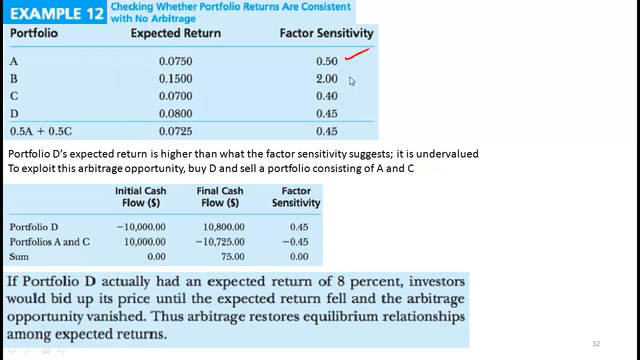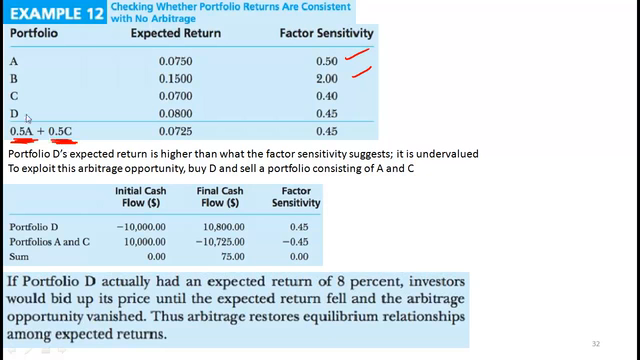So this represents the expected return for A and the factor sensitivity, the expected return for B and its factor sensitivity, okay, and this is C. Then we are told that portfolio D is created by putting together 50% of A and 50% of C. So if you can create D by combining A and C, what is happening?